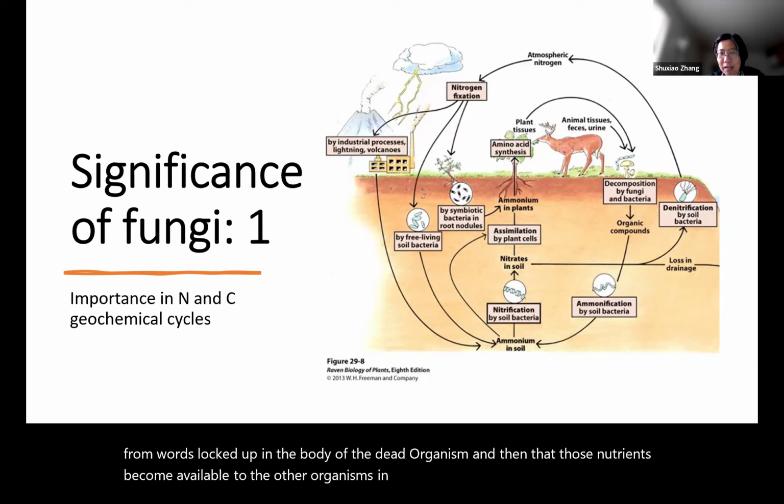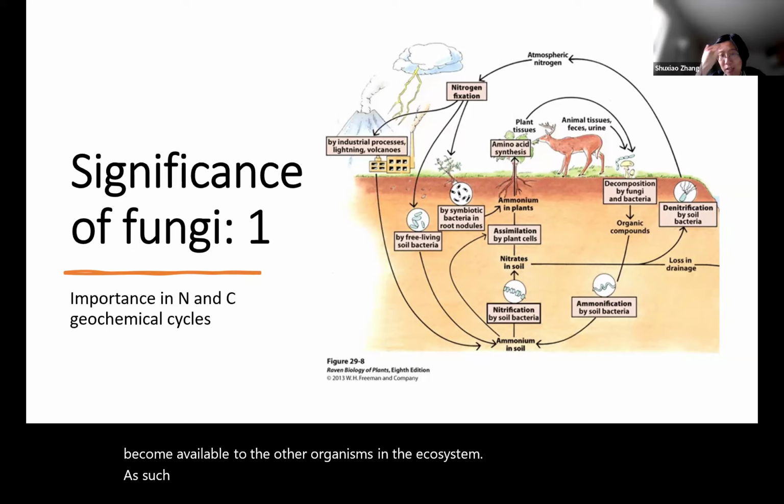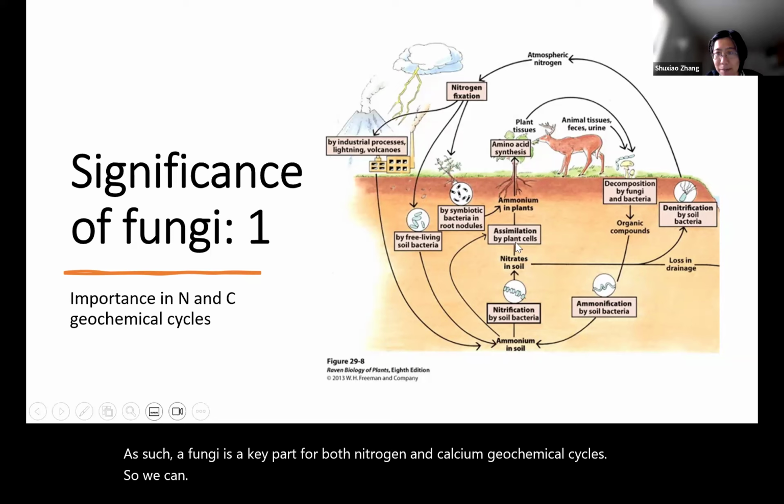As such, fungi is a key part for both nitrogen and calcium geochemical cycles. So we can see basically here is one key part, decomposition by fungi and bacteria, and fungi do tend to be a little bit closer to the surface of the soil compared to some of the bacteria. The other important role for fungi is for the study of evolution and diversity.